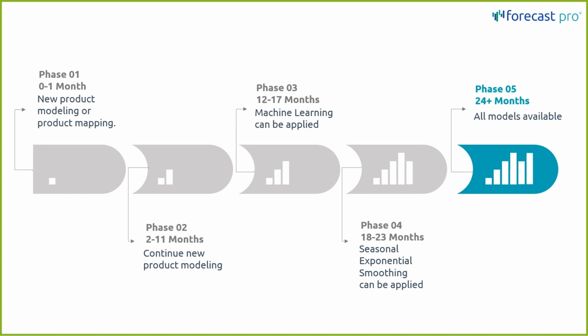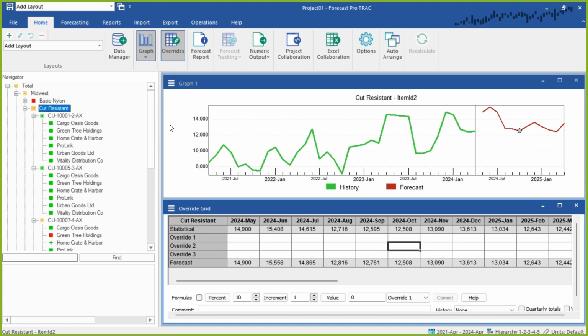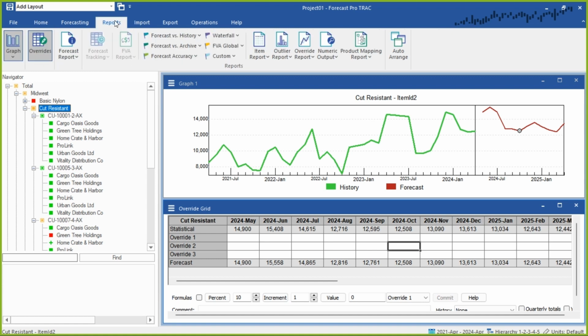Finally, in phase 5, when we have over 24 months or 2 years of data, all models are going to become available, and then our products are considered well established. Oftentimes, the best way to keep track of these phases is using the item report. So I'll go to the Reports tab in Forecast Pro and choose the item report right here.